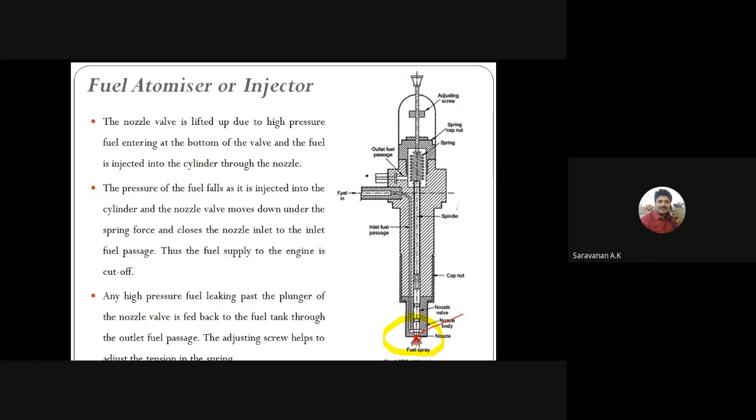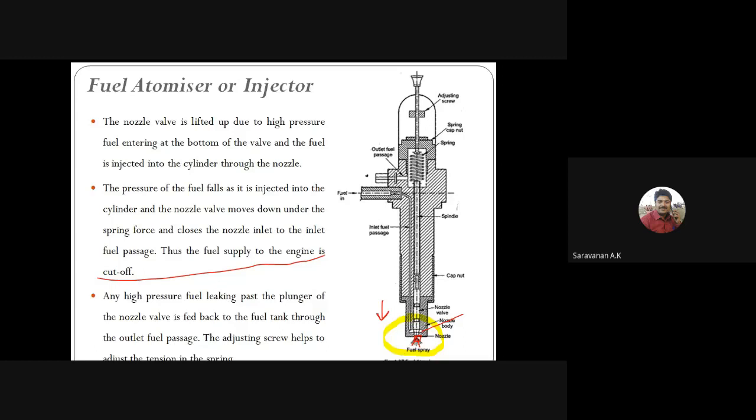Once the pressure goes down, the valve will again come in the downward direction, so it will close the valve and cut off the supply. Only when the high pressure fuel comes into the nozzle will it open and the fuel sprays. Otherwise it will cut off the fuel supply to the engine.